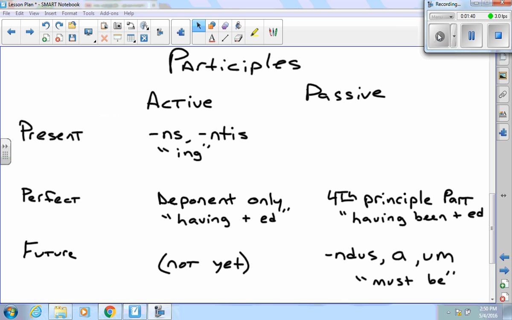Here's a chart for participles. We have present, perfect, and we do have a future now. We have active and passive. For our present active, we have ns or ntis. We translate it as ing. You can see the passive of blank. We do not have one of those yet.